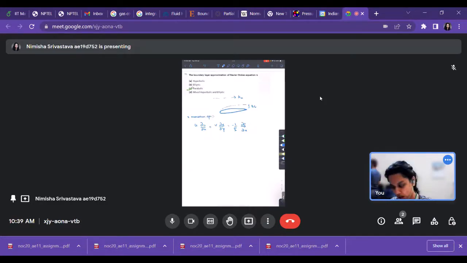Okay, plus nu d2u by dy square. So you see that this is your normal advection terms. This is only in two dimensions, so do not get confused as to where y is. And over here we have the pressure term. Then this is the viscous term. Nu is the kinematic viscosity.